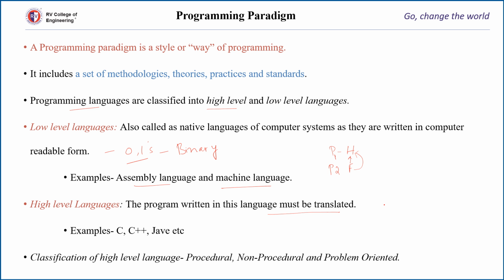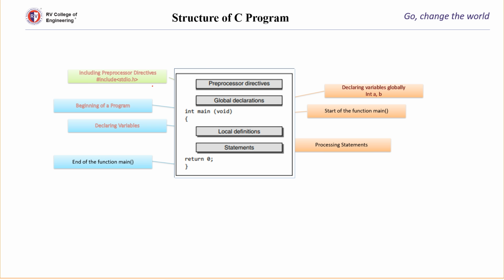Therefore, we have something called compilation. This compiler basically translates the program that is written in a high level language to a binary language or machine code. Further, these high level languages are classified into procedural, non-procedural and problem oriented. Now let us have a look at the basic structure of a C program.